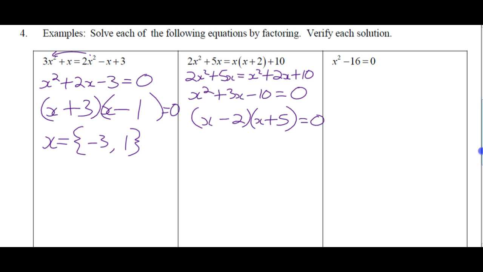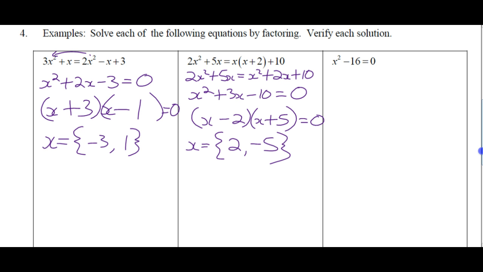Now, what's the solution set? In order from left to right, the way I wrote the factors, 2 and negative 5. Do I care what order you put stuff in? No. So whether you write x minus 2, x plus 5, or x plus 5, x minus 2, it's good. If you write x plus 2, x minus 5, it's wrong. And then your answers are wrong. And how do you know they're wrong?